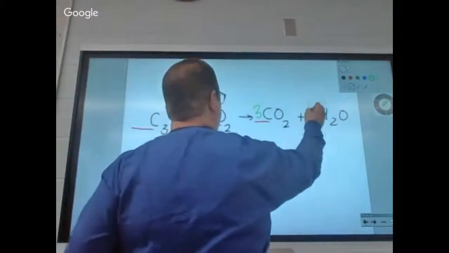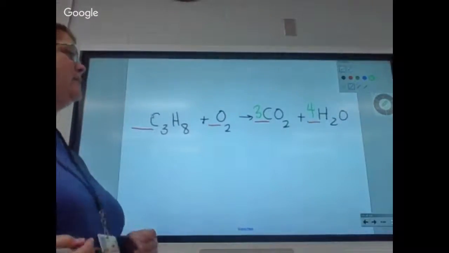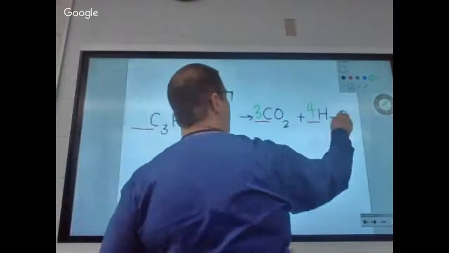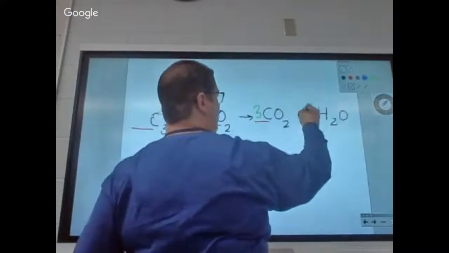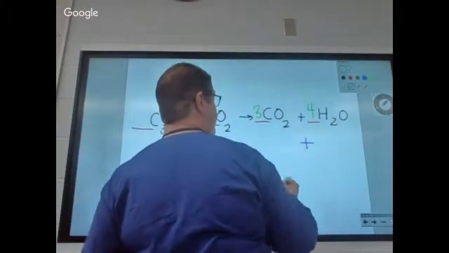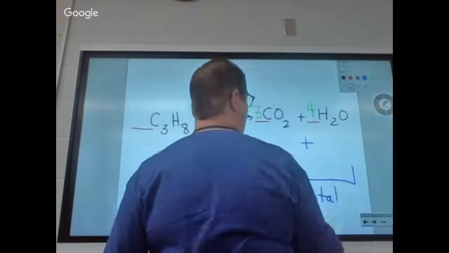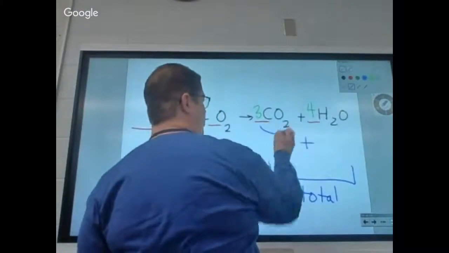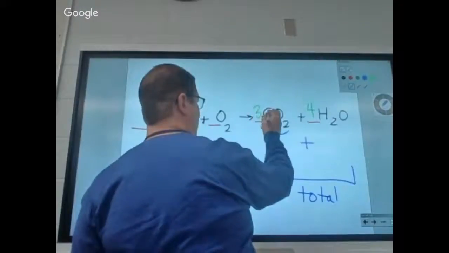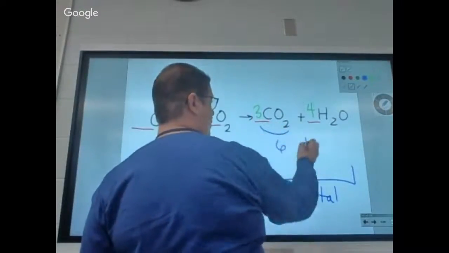All right, so this is the hard part for most people. You have oxygen in both of these compounds, right? What is in the middle of both of these compounds? A plus sign. So the total from this side has to be added together. So how many O's are here? 3 times 2 is 6.